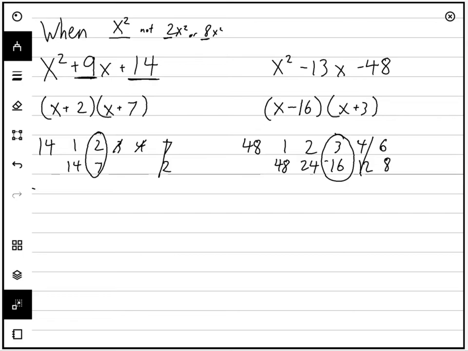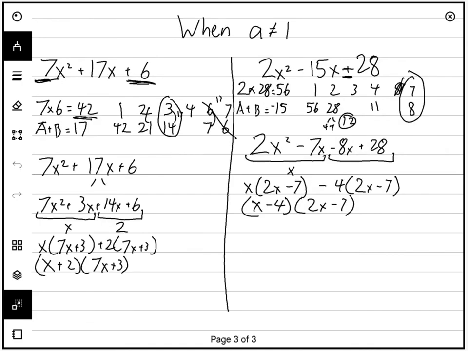Okay, so let's try this a little bit differently when x squared is not individual, where it's going to be something like 3x squared. I've already done a bunch of the work here, so let me just delete some of this.